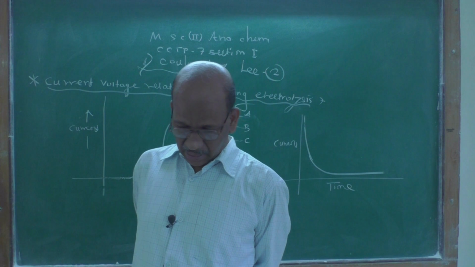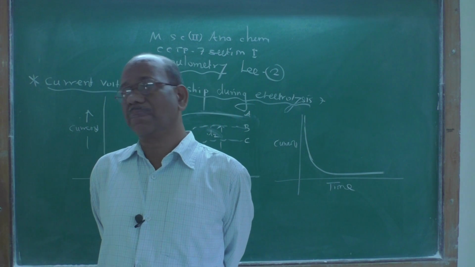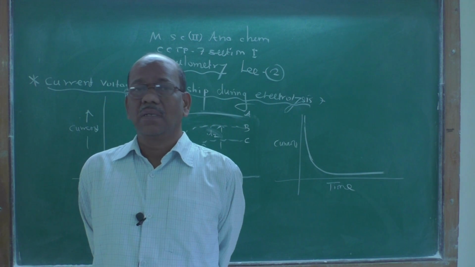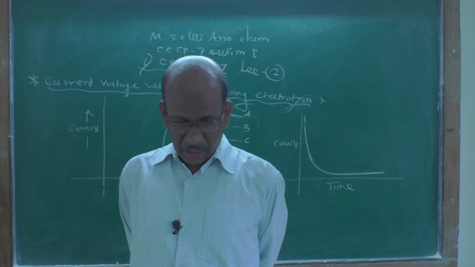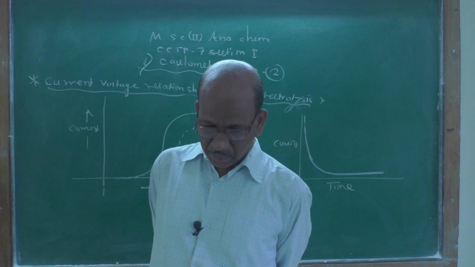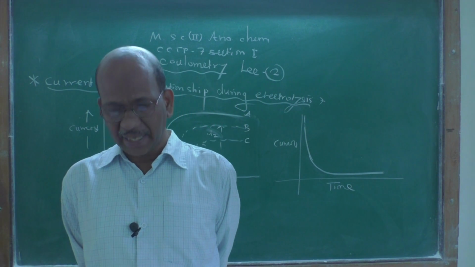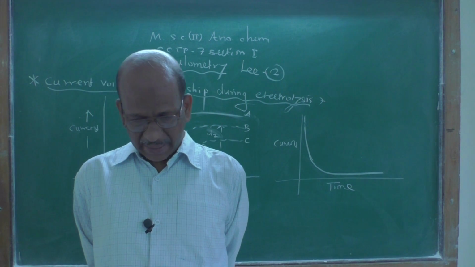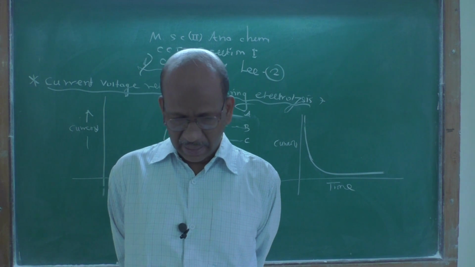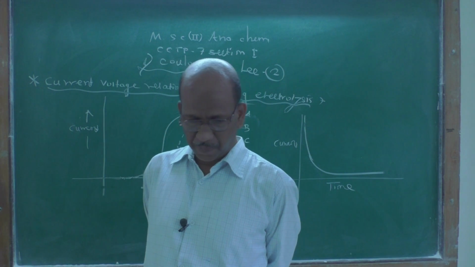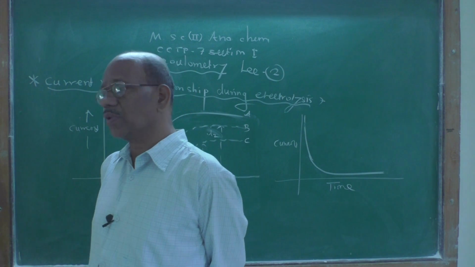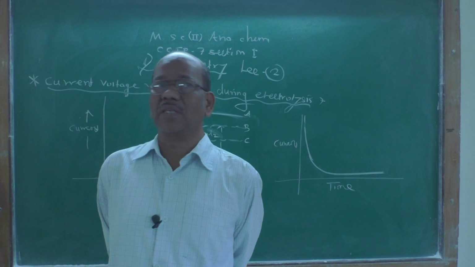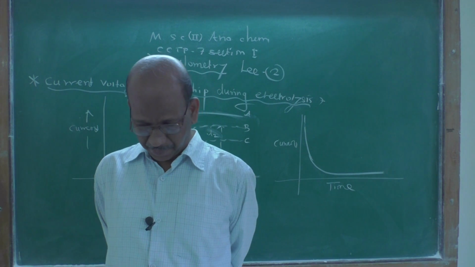Then another concept that I have already discussed. According to Faraday's first law, the amount of substance liberated or deposited at the electrode of a cell is directly proportional to the quantity of electricity which passes through the electrolyte, or through the solution.